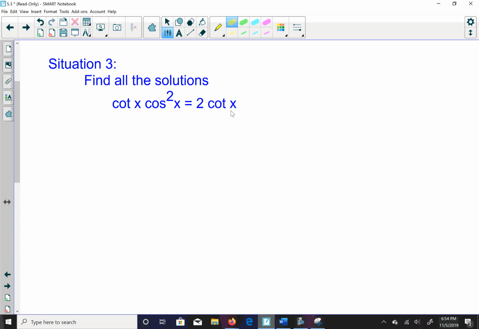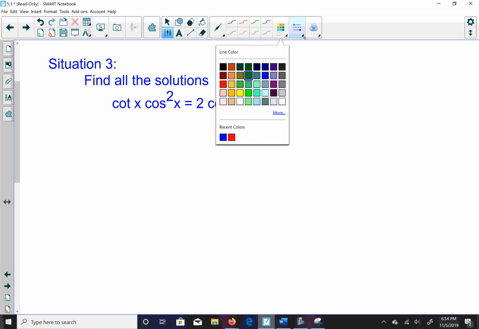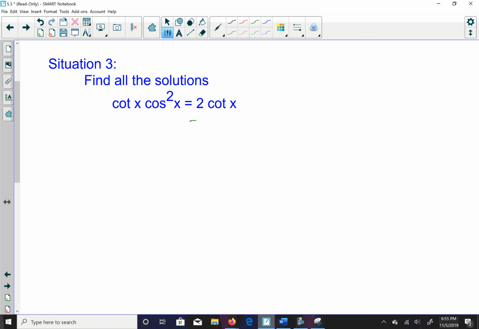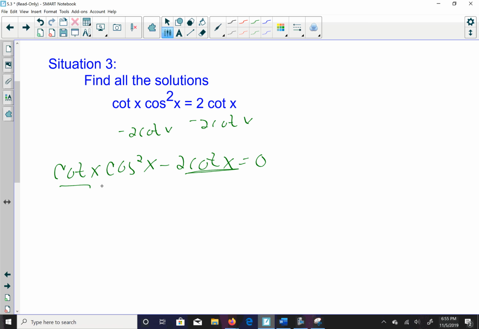So going very, very slow, let's start off very, very slow, and I am going to move that cotangent to the other side. So I'm going to subtract 2 cotangent from both sides. So I'm going to have cotangent of x times the cosine squared of x minus 2 cotangent of x is equal to 0. Then I notice that I have a cotangent here and a cotangent here. So I'm going to factor out a cotangent.